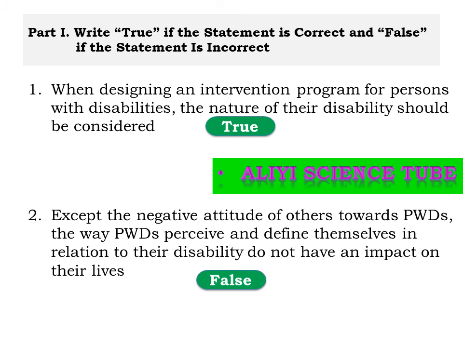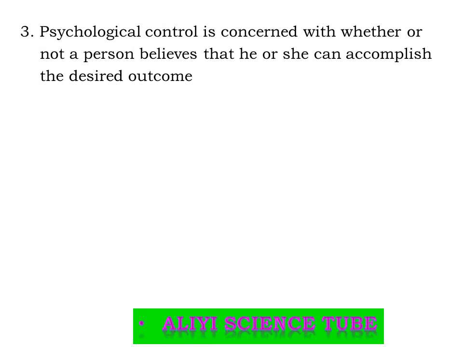So the answer is false. Okay, question number three: psychological control is concerned with whether or not a person believes that he or she can accomplish their desired outcome. So the answer is true.